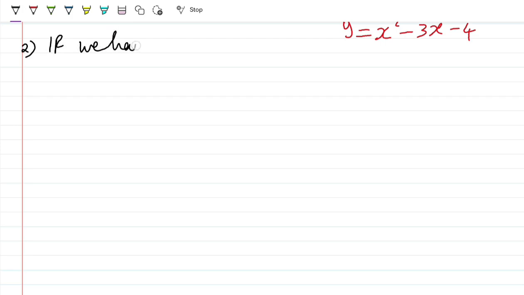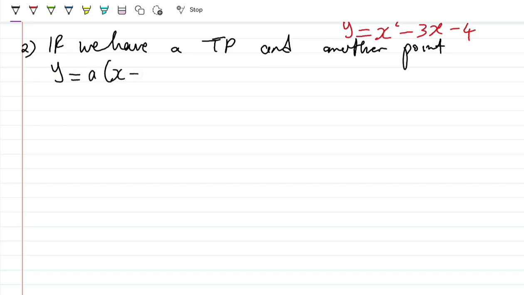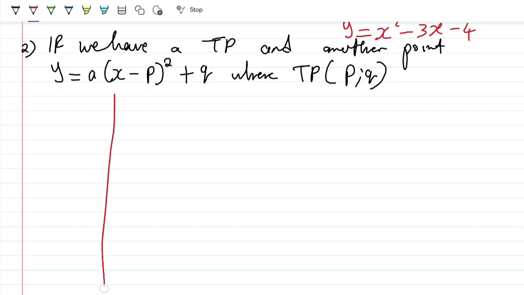If we have a turning point and another point on the graph, we are going to use this formula: y equals a into (x minus p) squared plus q, where the turning point is (p, q). So let's try to find the equation of this graph.